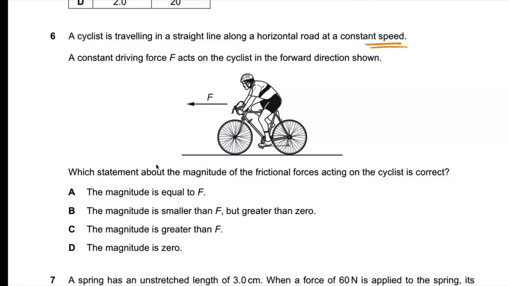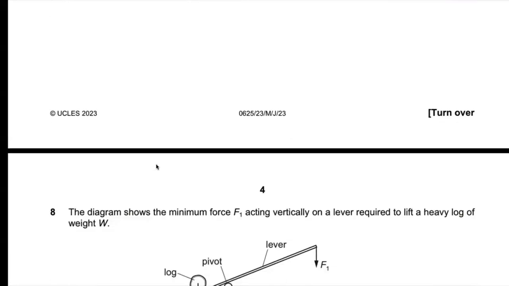Constant force F is forward, so there must be an equal force backwards. Which statement about the magnitude of frictional forces is correct? So 6A, magnitude is equal to F, this is correct. Otherwise, if it was any other case, he would either be accelerating or decelerating. Easy. Let's have a look at 8.